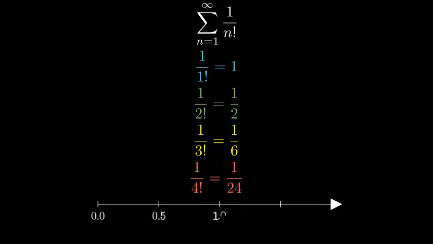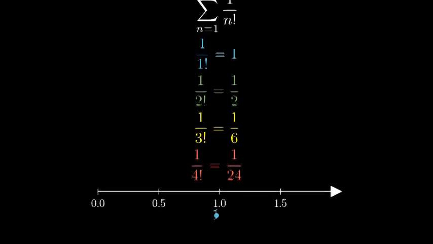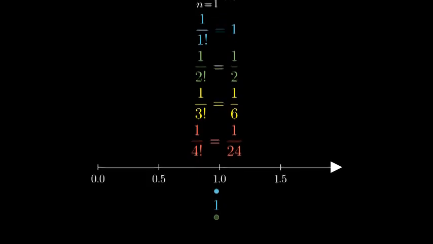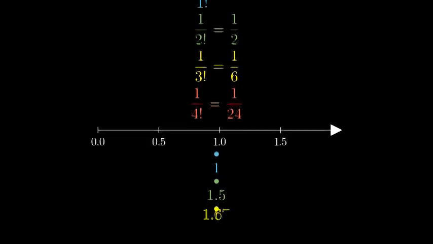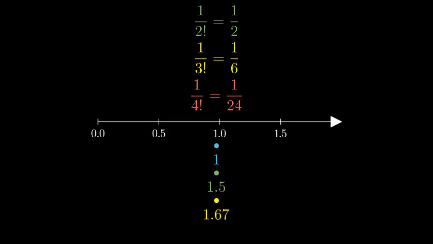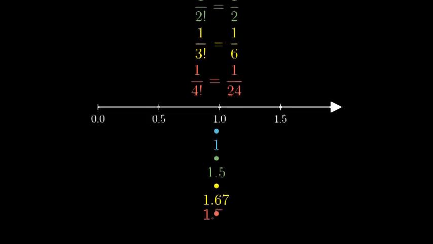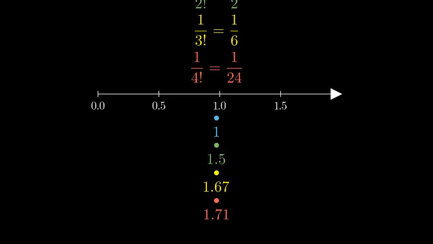Here's our number line from 0 to 2. The first term is 1, so we'll mark that point. The second term adds 1 half, bringing our sum to 1.5. The third term adds 1 sixth, bringing us to about 1.67. And the fourth term adds 1/24, bringing us to about 1.7.